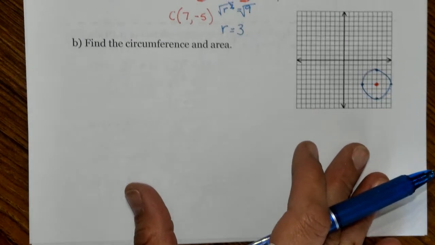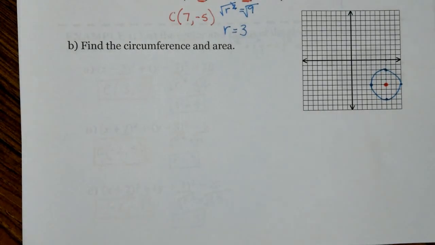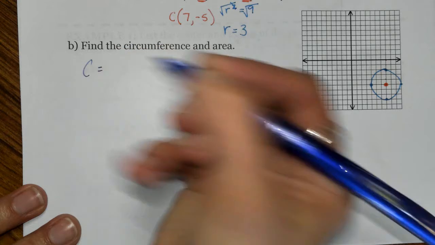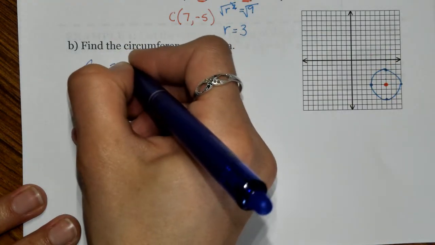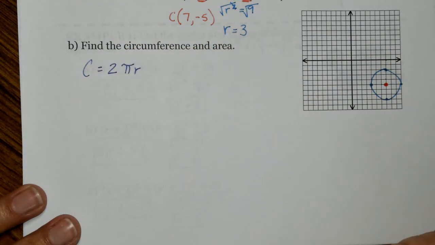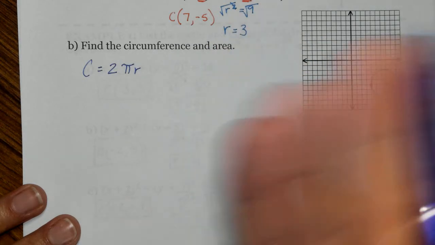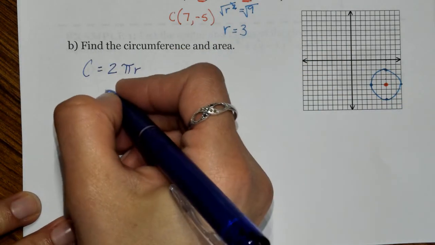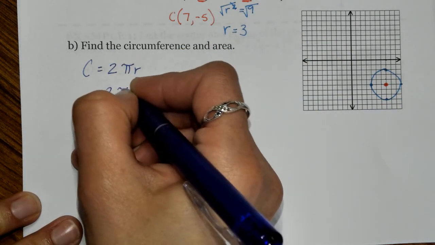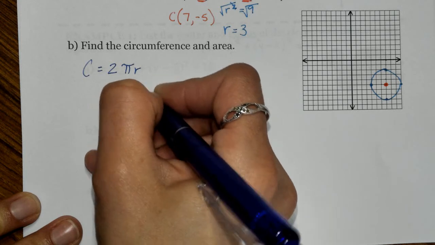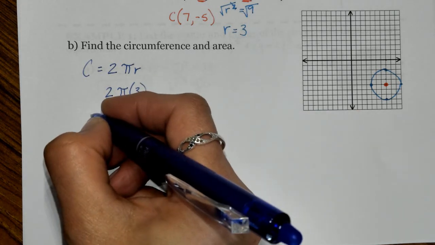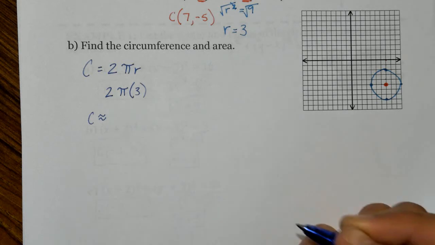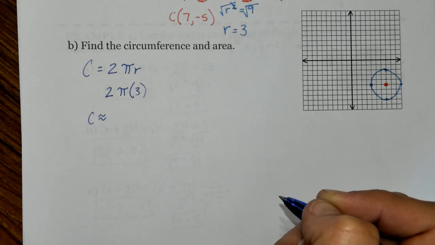Let's go ahead and practice circumference and area real quick. Circumference, your formula, you've got a couple different ones. You can do diameter times pi. I'm just going to go with 2 pi r since we have our radius of 3. So we're going to plug in, we're going to get 2 times pi times our radius of 3. Plug that in the calculator, we're just going to round to the nearest tenth. Now, we are not using 3.14, we are using the pi symbol.